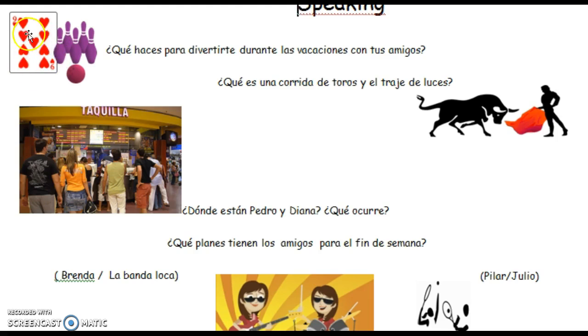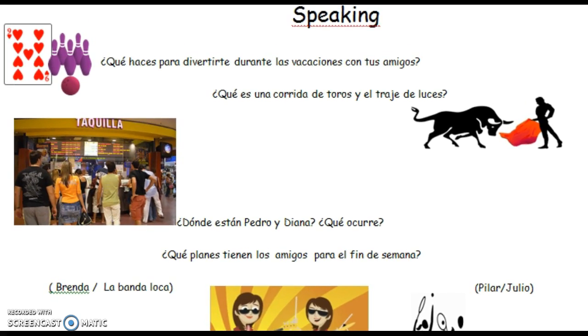Remember, part of the Unit 2 vocabulary is cartas o naipes y el boliche. Also, as part of your Unit 2 vocabulary, you learn about la corrida de toros. And in this example, we're asking you what is a corrida de toros y what is el traje de luces. And again, you have your picture clue that might be able to assist you with some of the ideas of what to say or not related to the prompt.